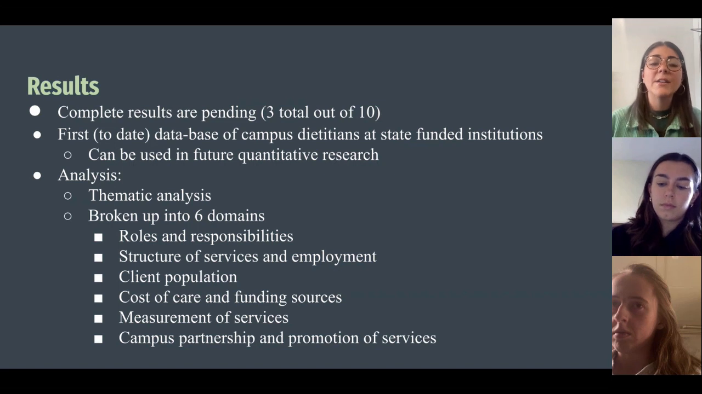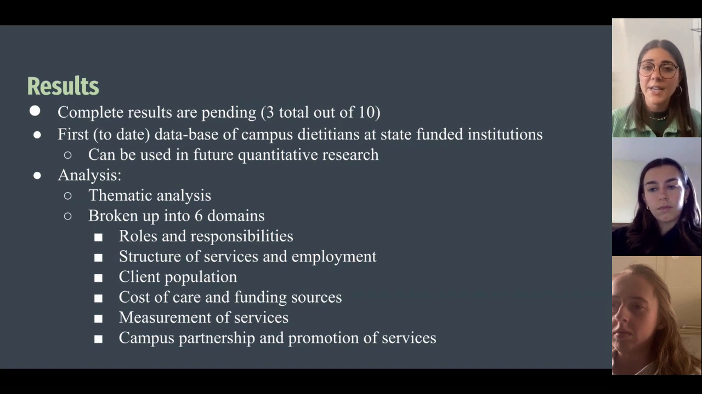So this was the main initial part of our research process, was going through web-based research to find contact information of campus dietitians at state-funded universities. So it definitely took us a long time to find those. So that is definitely one of our things that we can present on as substantial results that can be worked with in the future, moving forward with some quantitative research. So that's something that we can use pending moving forward.